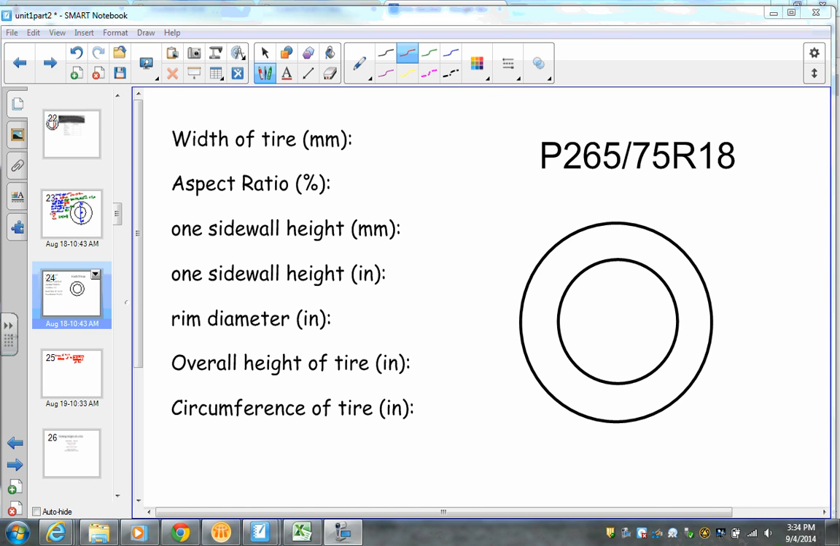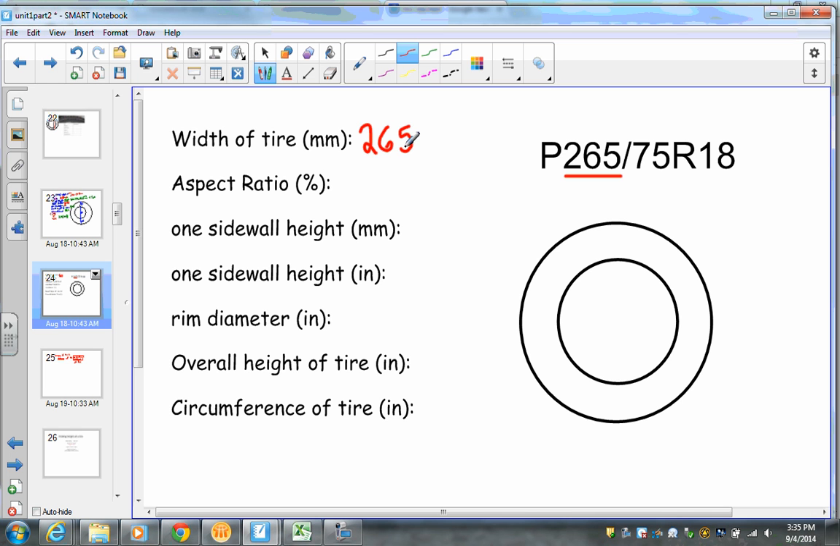Okay, so here is my first problem. I have a tire that is 265 millimeters fat or wide, so to speak. And so the very first question is, what is the width of my tire? Oh, that's 265. That's easy. That's the one that they just give to you. The next question is the aspect ratio, which is this number right here. And this is 75%.